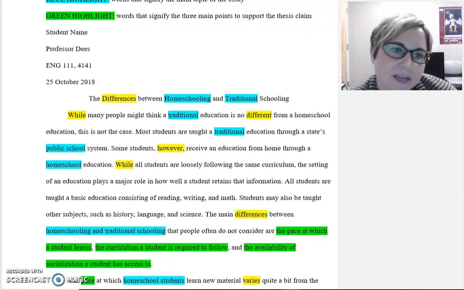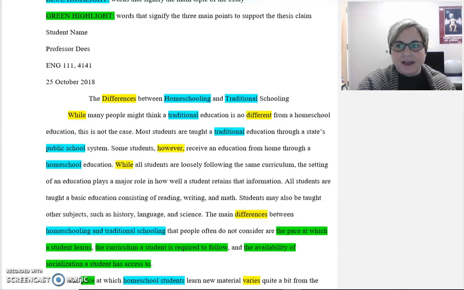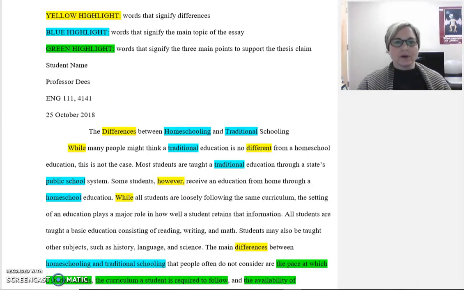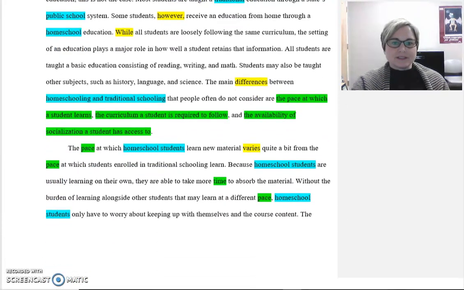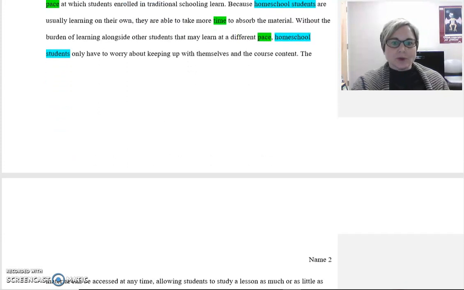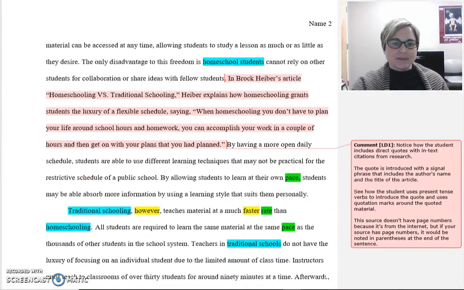So one thing we can take a look at first is the highlighting in the document. As you notice, the yellow highlights are words that signify differences. So you can look at differences or similarities, and the student chose to look at differences. You might even overlap and look at a little bit of both. But for this paper, you'll notice that there's a lot of yellow words highlighted in here that show differences. It's important to repeat these kinds of words to show unity and coherence in the paper.